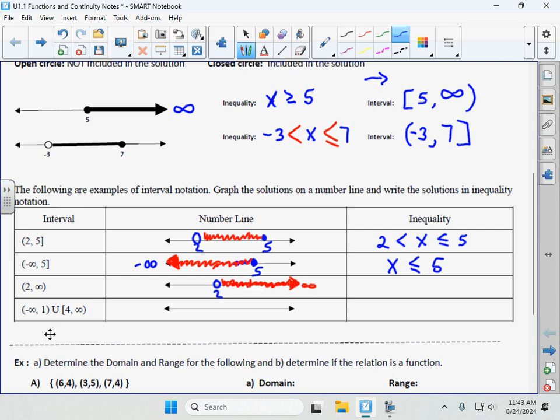So the inequality would be x is greater than 2. Again, you read that as everything is being shaded that's greater than 2.